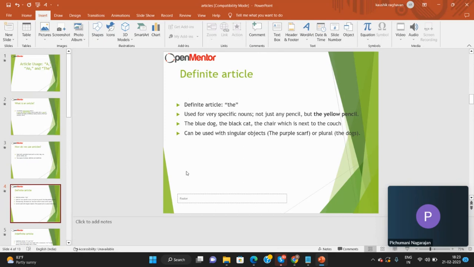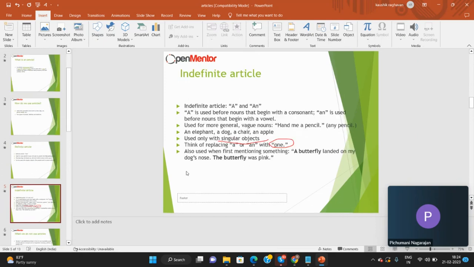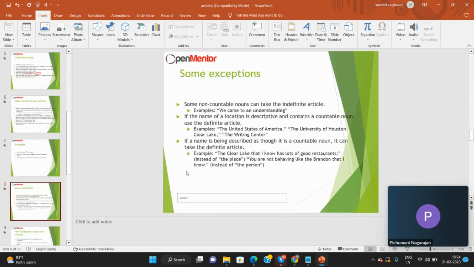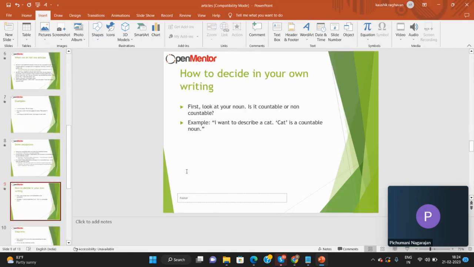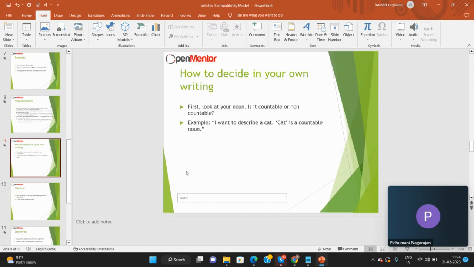It can be used with singular nouns and plural nouns. On the other hand, a and an are indefinite articles. They can be used only with a singular noun. That is, anytime you are referring to a single person or a single place or a single item, that is where you can use a and an. If the word has a vowel sound, you use an. If the word has a non-vowel sound, you use a. And there are things you should take care of when you are using a, an and the. The first thing is to check what type of noun it is.